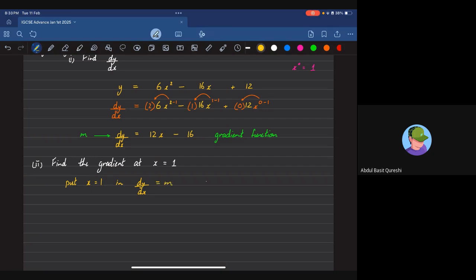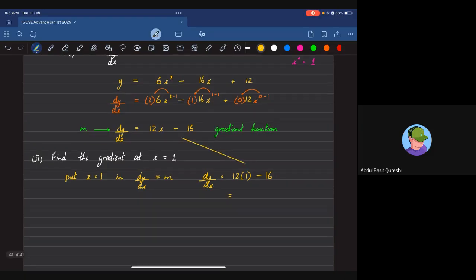So it is going to be dy upon dx is equal to 12 times 1 minus 16, which is equal to minus 4, by the way. And that is your gradient, m at x is equal to 1.